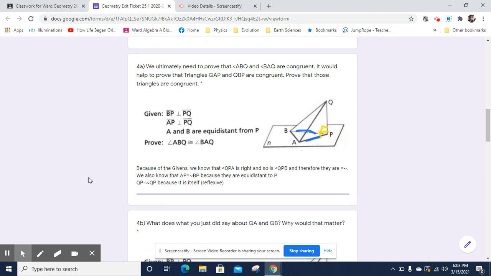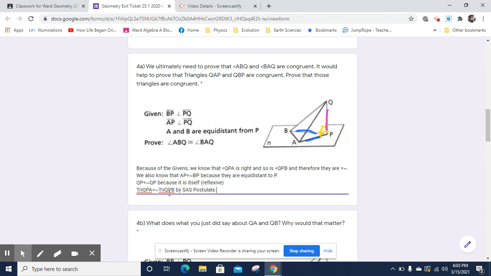Okay, so we know that. And with that information, we can say that those two triangles are congruent. We can say that triangle QAP and QBP are congruent. So triangle QPA is congruent to triangle QPB by side angle side postulate.